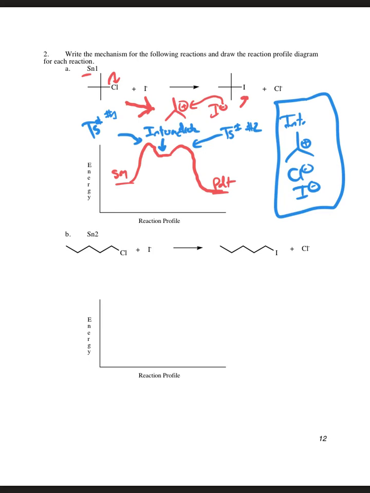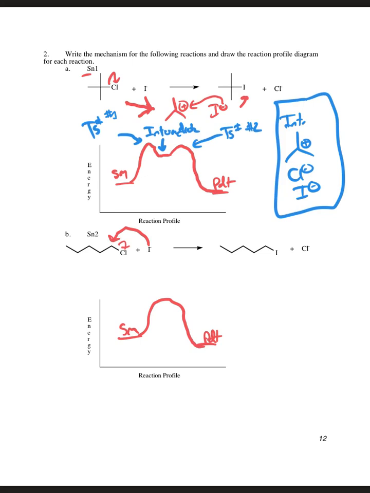So the other reaction here, the SN2, the mechanism for it is the iodide comes in and displaces the chloride. It happens all in one step. So our starting material is only going to go over one peak and down to the product. There are no other steps because we only have one step in our mechanism. So we don't form any intermediates. We go directly from starting material to product.